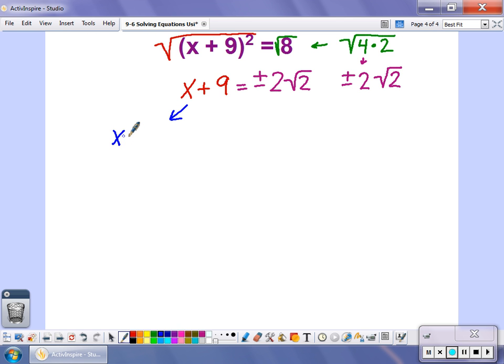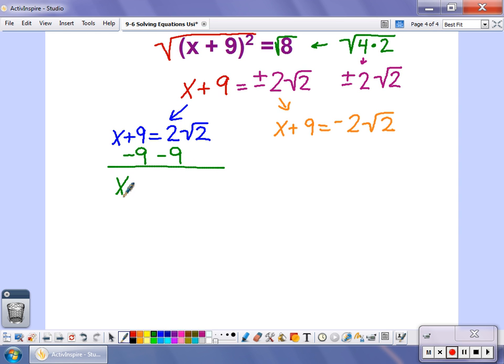So x plus 9 could be positive 2 square roots of 2, or x plus 9 might be negative 2 square roots of 2. And you might be thinking, well, how can I solve that? Because I've got that weird number 2 square roots of 2, but it's exactly the same. You're going to isolate that variable by subtracting 9, and we get x equals negative 9 plus 2 square roots of 2, because remember, this was my positive 2.